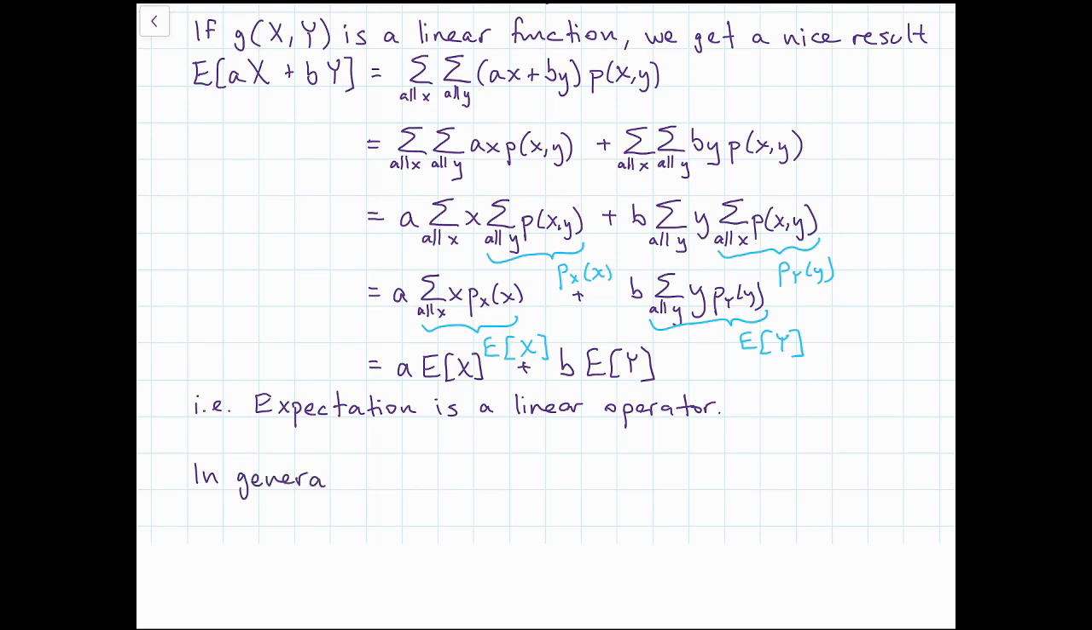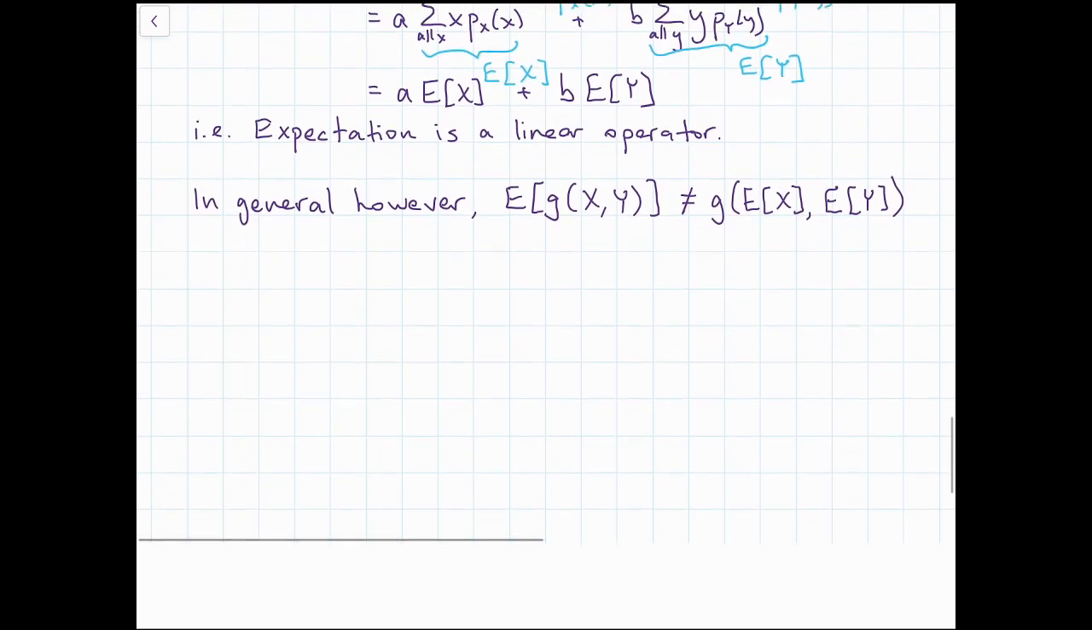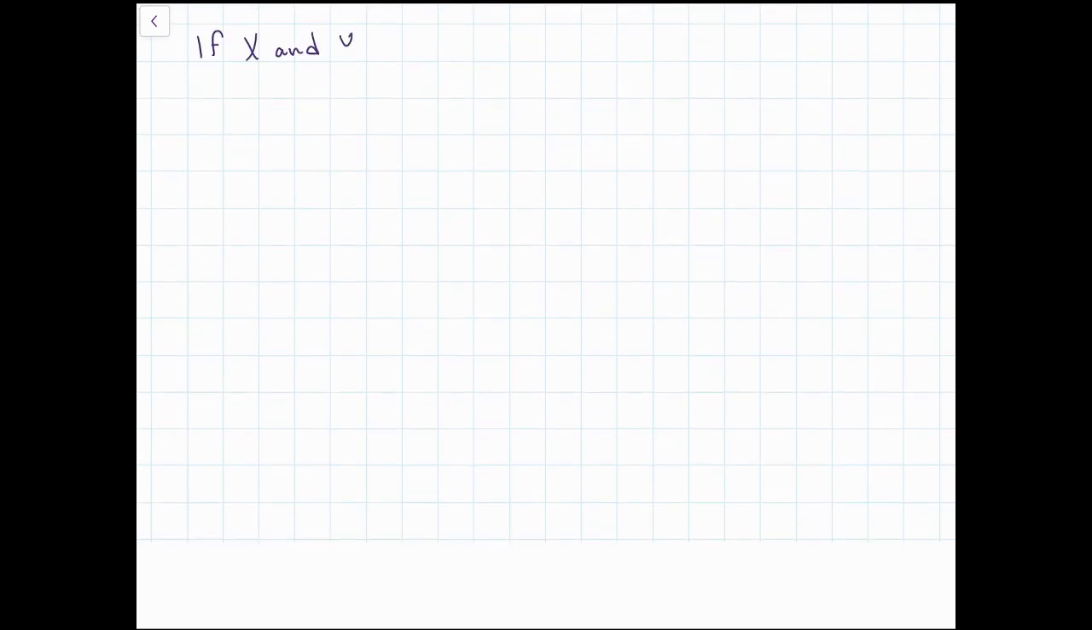In other words, we've just shown that expectation is a linear operator. It preserves linear transformations. But be careful. In general, E of g(X,Y) is not equal to g evaluated at those means. It only works if g is a linear function of X and Y.